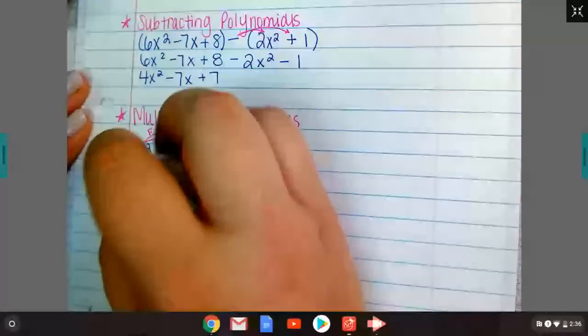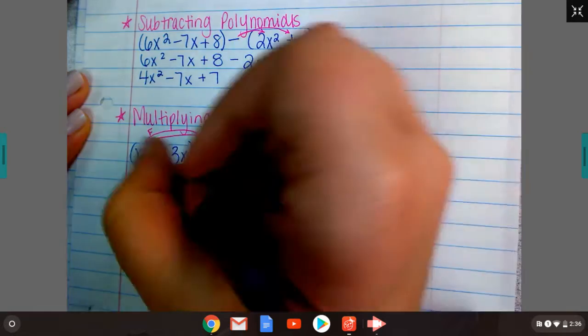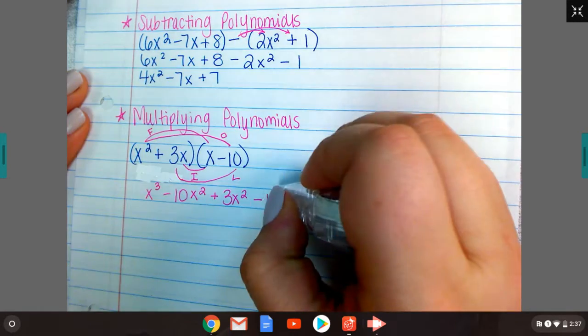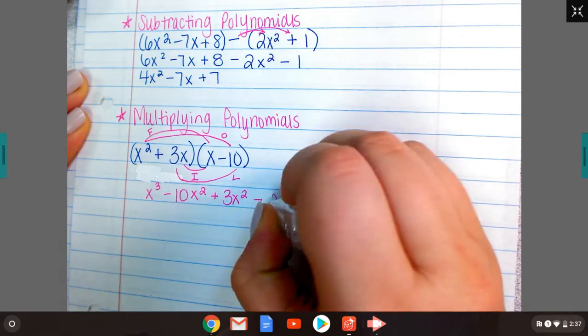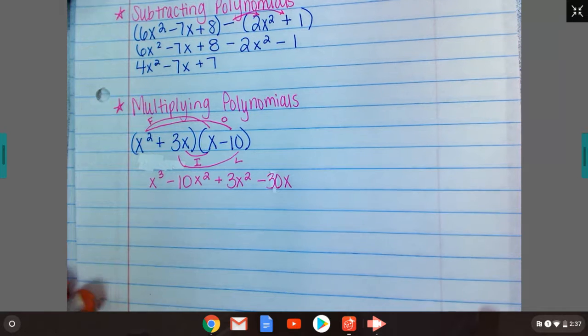Oops, I said, oh my goodness, struggles are real today. How about I actually pull the last terms? There we go. 3x times negative 10 is negative 30x. My bad. Got a case of the Mondays going here.